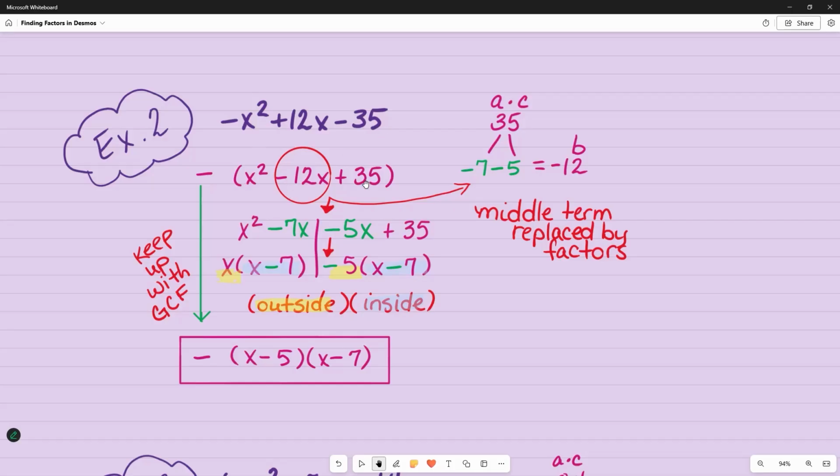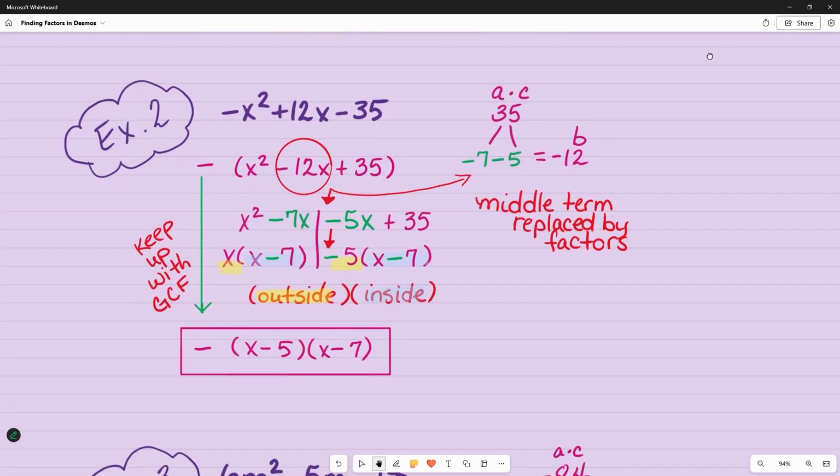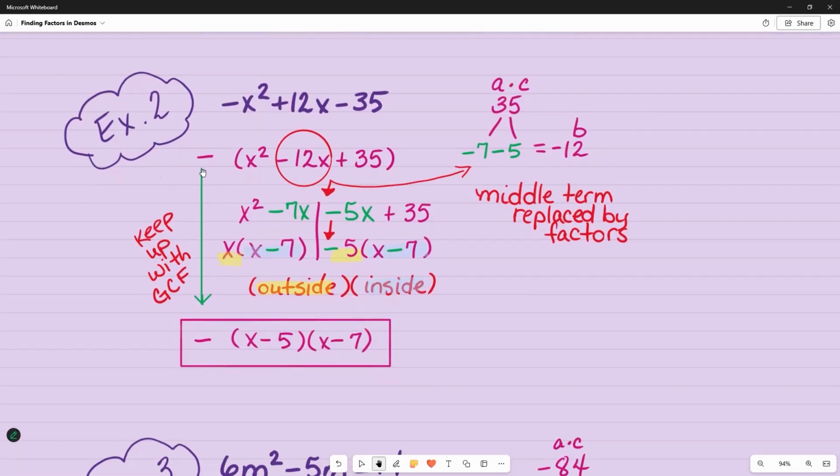So now we're going to go to Desmos and we're going to use the AC method. A is the number that's shown in front of your x squared, B is the number that's shown in front of x, and C is your constant. That's why you want it in standard form. So now I'm going to go to Desmos and I'm going to type in the A times C, which is 35, and then in the table, I'm going to look for B, which is negative 12.